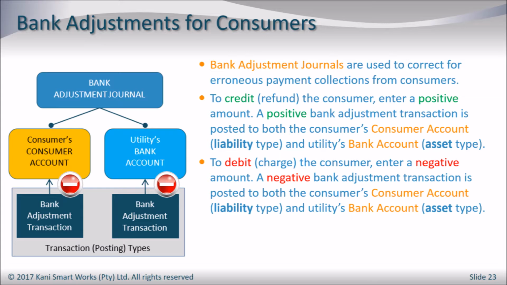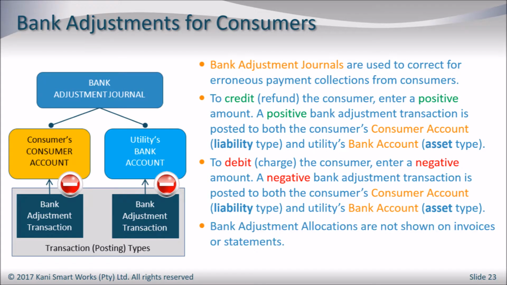A negative bank adjustment transaction is posted to both the consumer's consumer account and the utility's bank account. Bank adjustment allocations are not shown on invoices or statements. The following will then take place.